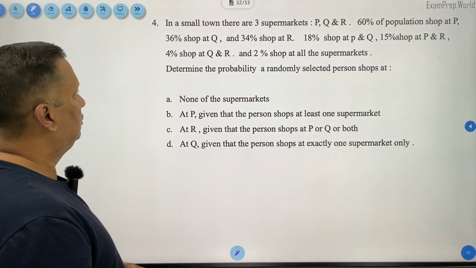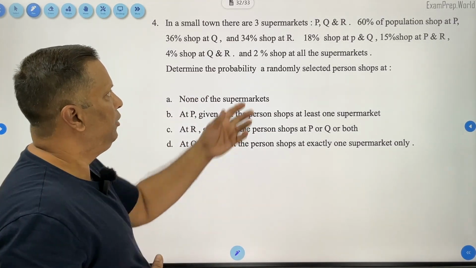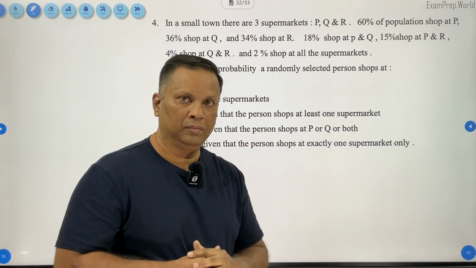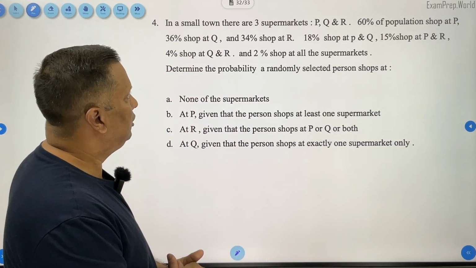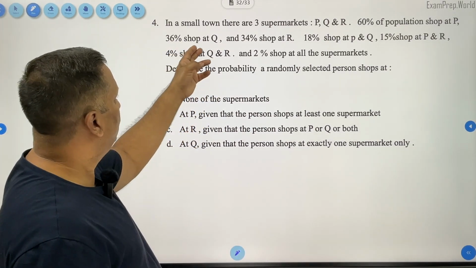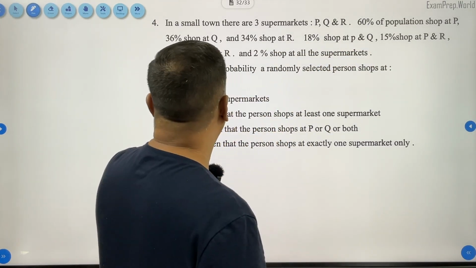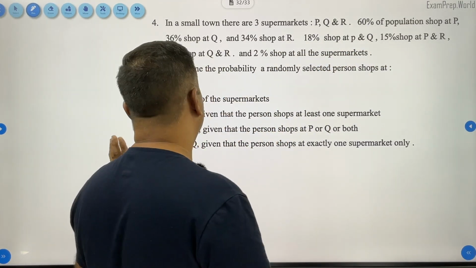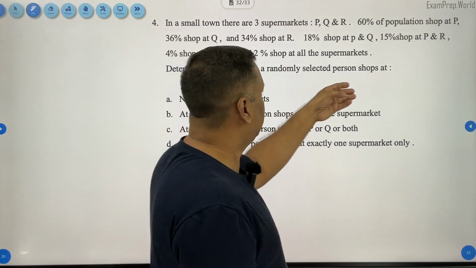Next question. In a small town, there are 3 supermarkets, P, Q, R. What's a small town? 3 supermarkets is a big thing. 60% of the population shop at P, 36% at Q, 34% at R, 18% shop at P and Q, 15% at P and R, 4% at Q and R, and 2% are in all the supermarkets. Probability, a randomly selected person.